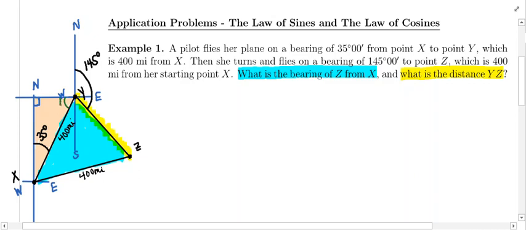I can figure out this angle right here. So I know there's 180 degrees inside of a triangle. Then I need to take out the right angle, that's going to be 90 degrees. That's going to leave me with 90 degrees.